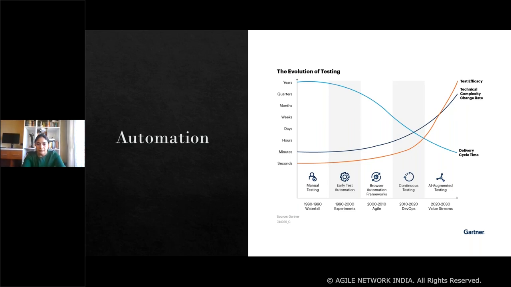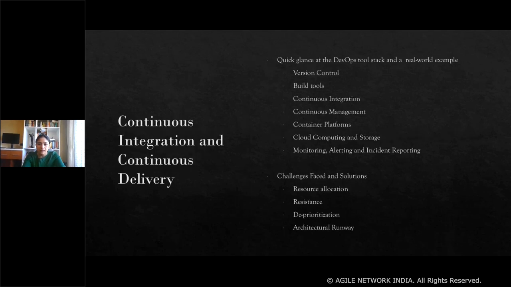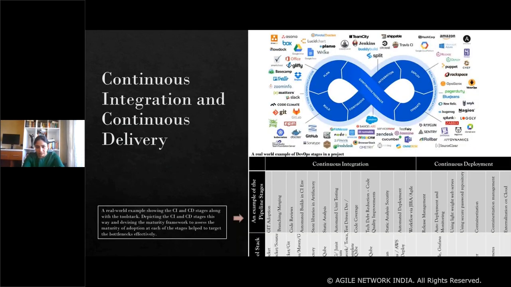All right. Now let's move on quickly to the continuous integration and continuous delivery best practices. I am going to give you a brief overview of the tools that are being used, not all of them, because let me show you the tool stack. Everyone would have seen this infinity diagram, and there is a plethora of DevOps tools.